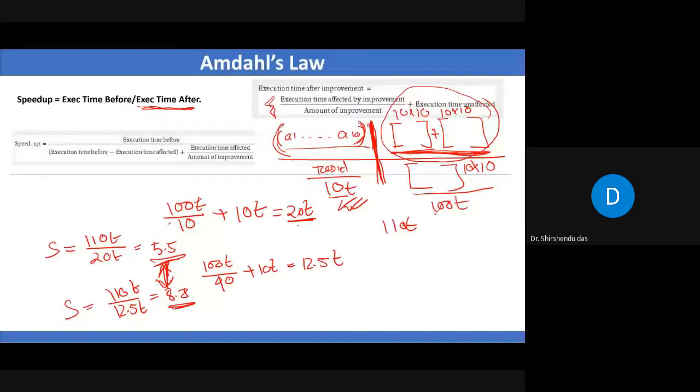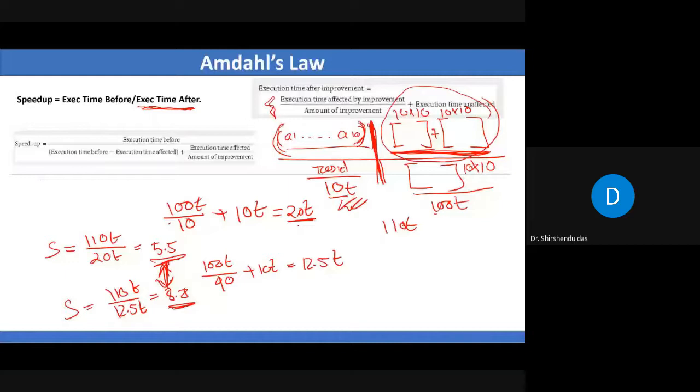You can see that if this laptop has 10 cores, the speed up is 5.5. If I say I'll purchase a laptop where 40 cores are there, you will not get that speed up. You'll only get 8.8. But the interesting thing is, if you increase the matrix size from 10 cross 10 to 100 cross 100 or 500 cross 500, then you will see you are getting more speed up in this 40 core.